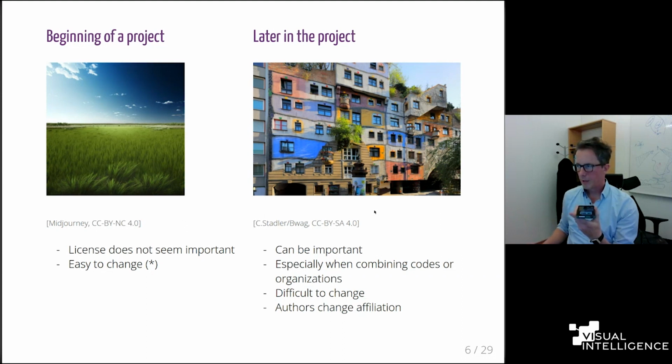Later in the project, a few years, fast forward, suddenly it's important, especially when we have combined projects or organization merge, we collaborate with industry, we collaborate with the public sector. Suddenly, licenses are difficult to change. And authors change affiliations, and things can get really complicated.